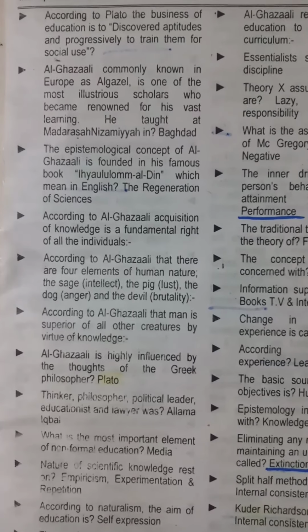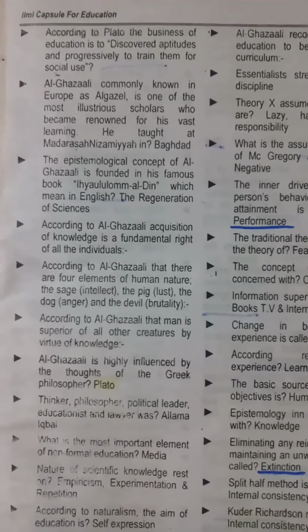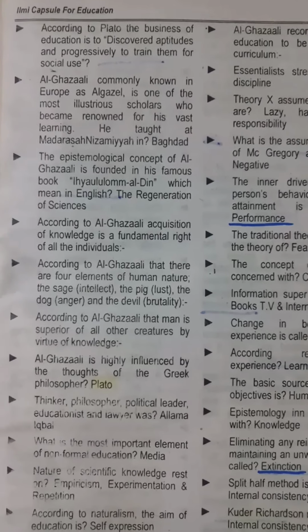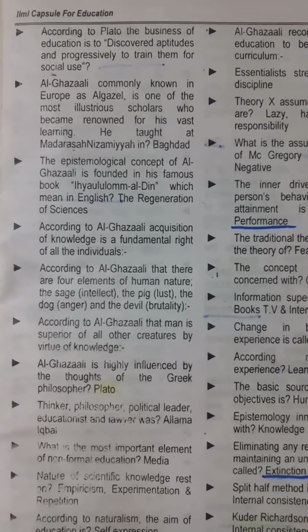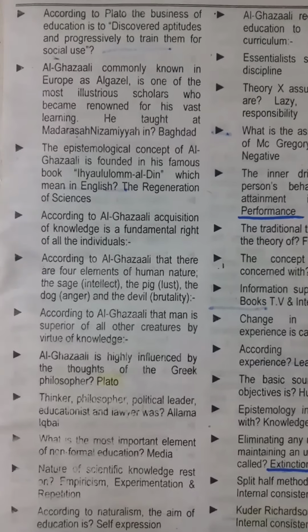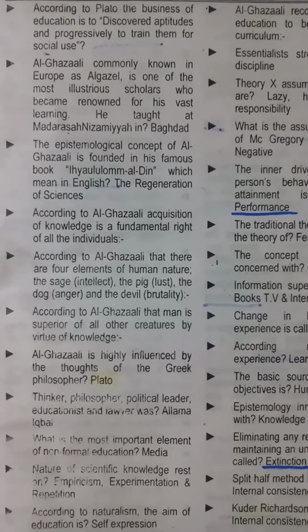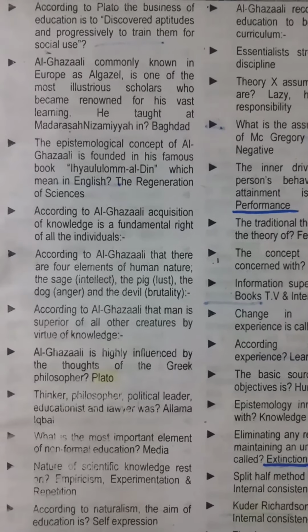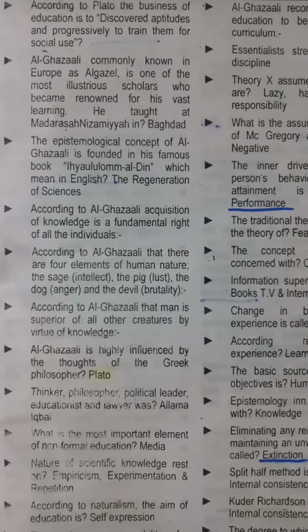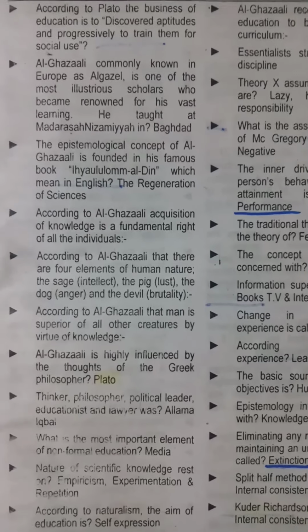Al-Ghazali, commonly known in Europe as Algazel, is one of the most illustrious scholars who became renowned for his vast learning. He taught at Madrasatul Nizamiya in Baghdad. The epistemological concept of Al-Ghazali is founded in his famous book Ihya Ulumuddin, which means in English the regeneration of sciences.